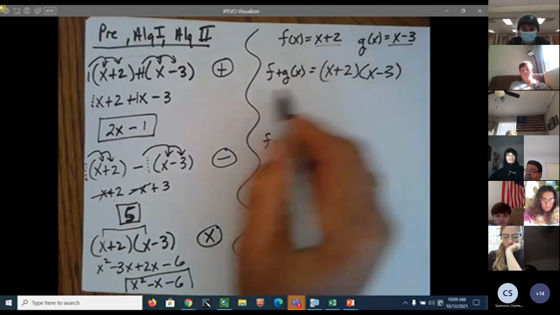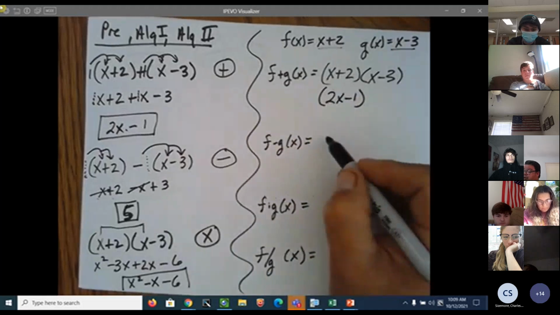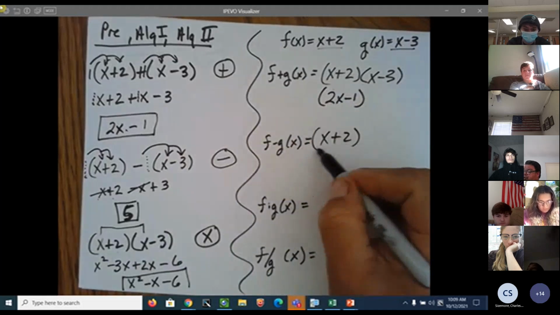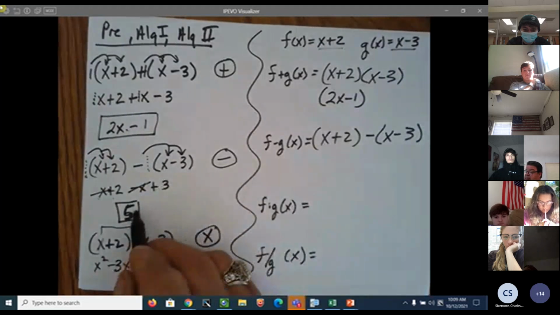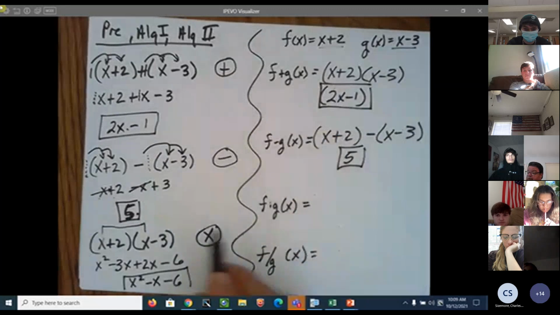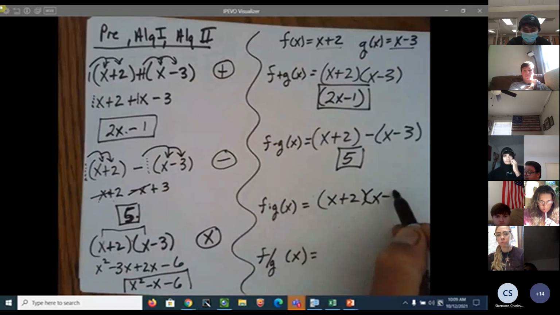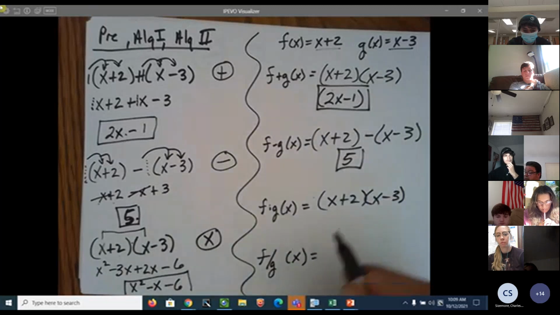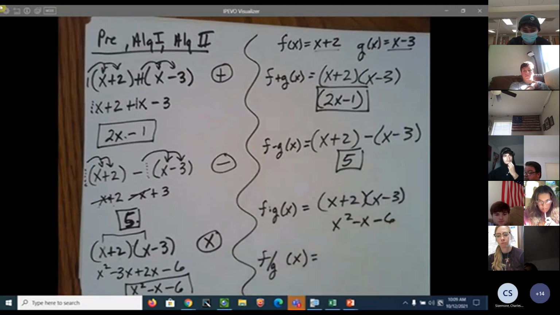and you get 2x minus 1. You take x plus 2, you subtract x minus 3, and you get 5. You multiply them, and you get x squared minus x minus 6. And you divide them, you get x plus 2 over x minus 3.